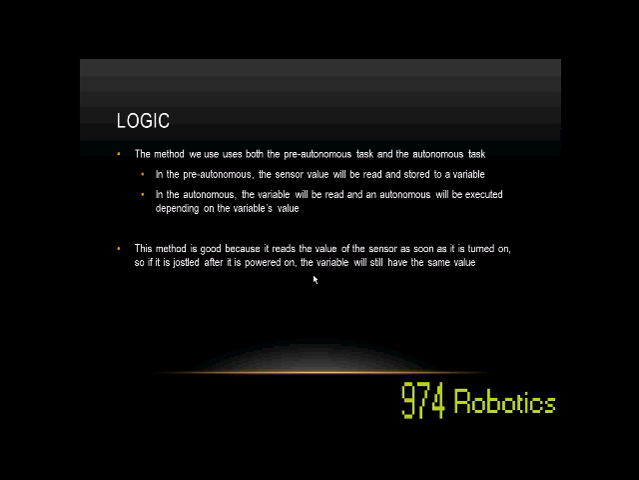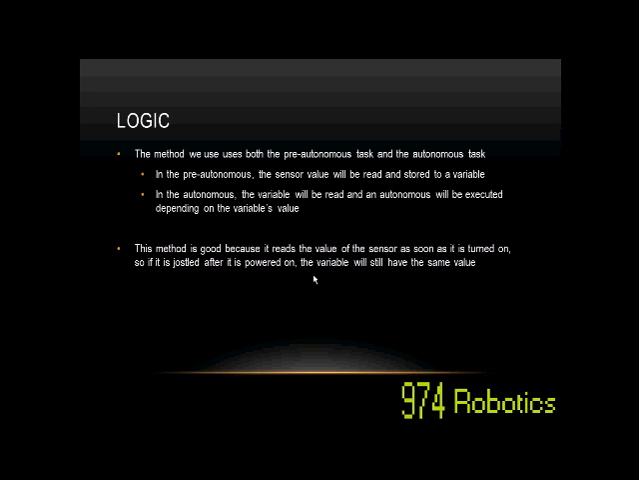The logic is pretty simple as well. The method that we use involves both the pre-autonomous task and the autonomous task in the RobotC competition template. In the pre-autonomous, the sensor value is read and stored to a variable, and in the autonomous, the variable will be read and autonomous will be executed depending on the variable's value.